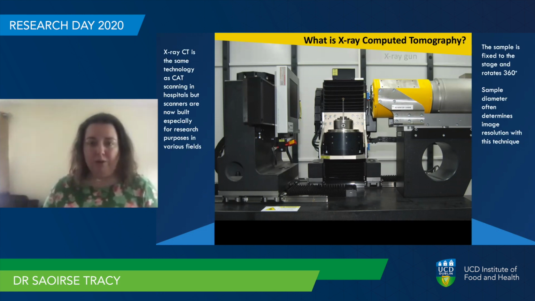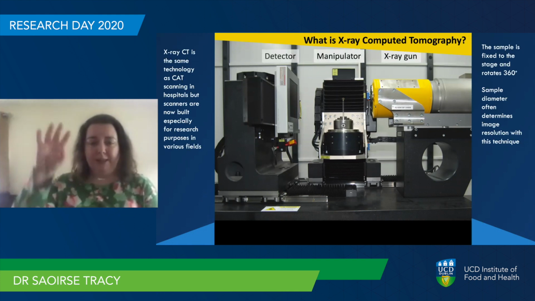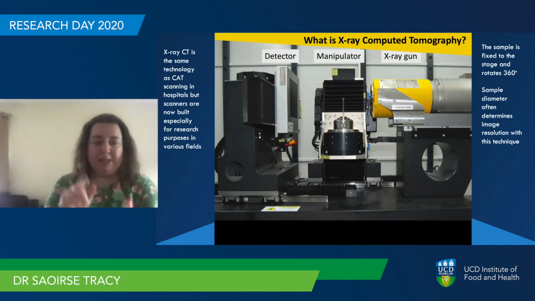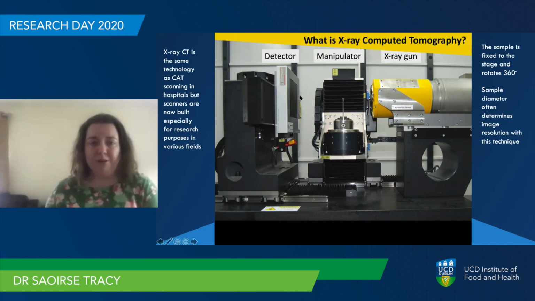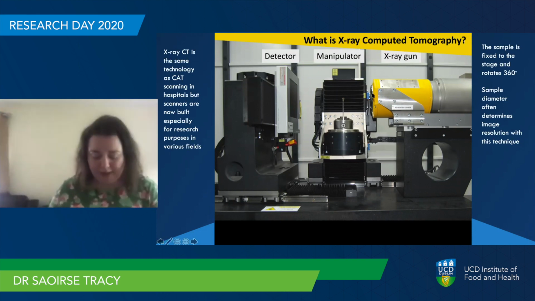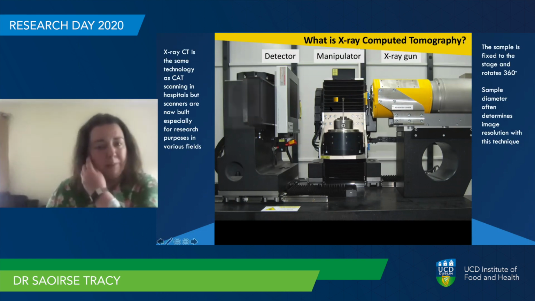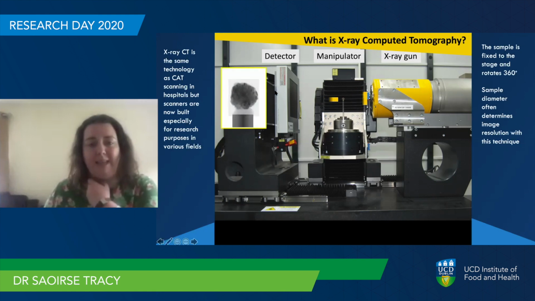So here we've got the X-ray gun, the yellow tube there, and the manipulator stage. This is what rotates 360 degrees. You can see there's a glass rod with a small soil aggregate attached. The X-rays are fired from the X-ray gun. They pass through the sample here and they hit the detector. So this black panel is a key piece of the machine. This is where all the image information is collected.